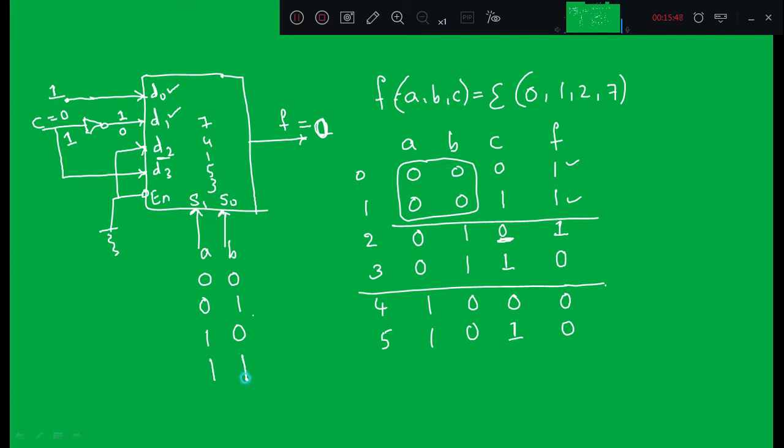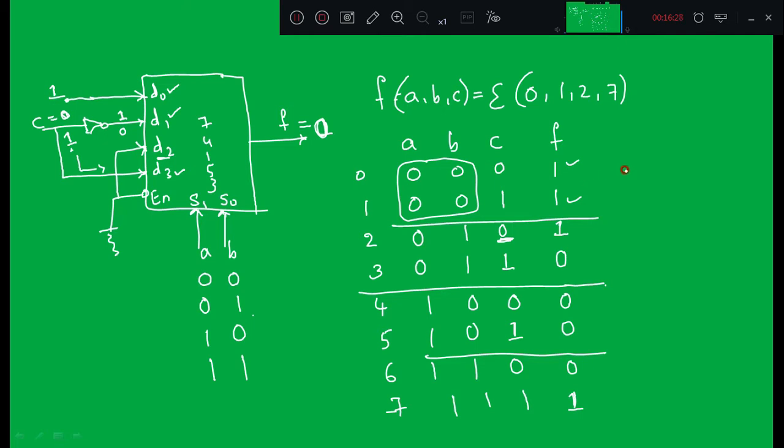Next, for the last combination 1 1, I'll write two more combinations in the truth table, that is combinations 6 and 7, 1 1 1. So for these two combinations, that is when a is equal to 1, b equal to 1, data line D3 is selected, and D3 is connected to C, right? If C is equal to 0, then 0 is connected to D3, that means F is equal to 0. If C is equal to 1, then 1 is connected to D3 and F will be equal to 1.